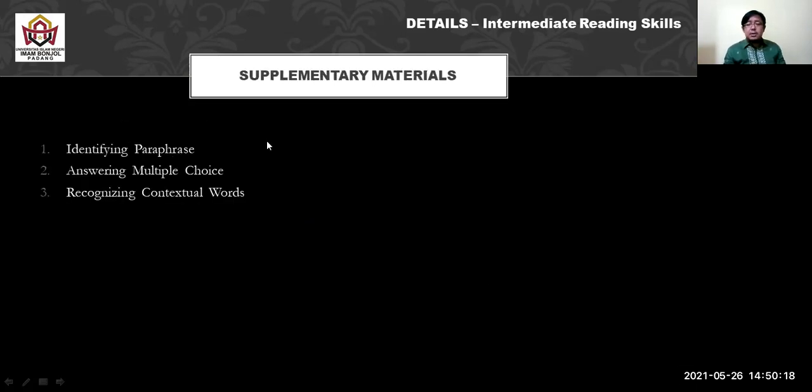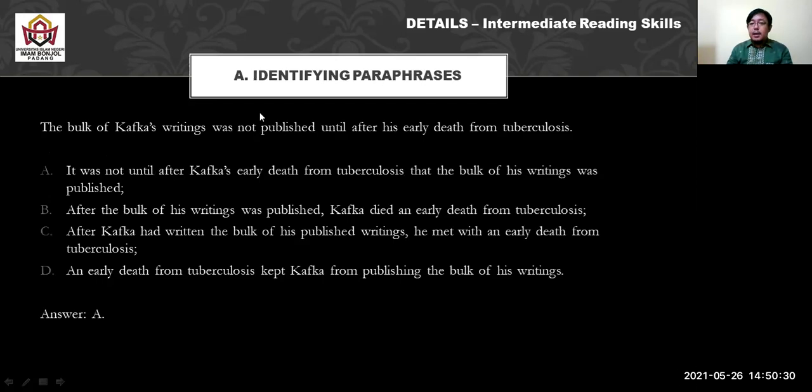Nah, kita masuk ke supplementary materials. The first one is identifying paraphrase. Number two, answering multiple choice. Number three, recognizing contextual words. Lihat, number one, A, identifying paraphrases. The book of Kafka's writings was not published until after his early death from tuberculosis.